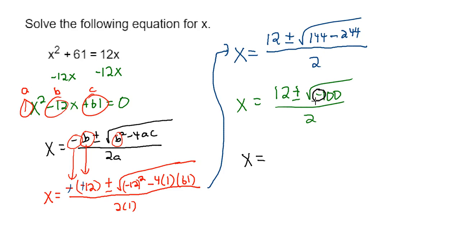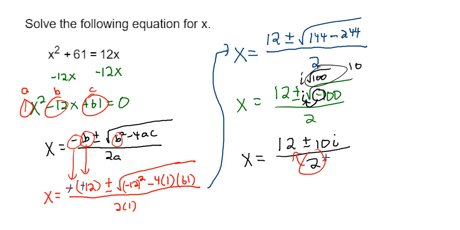So the negative sign here becomes imaginary, right? So we'll get i times the square root of 100. And the square root of 100 is 10. So that's going to become 10i. So we get 12 plus or minus 10i over 2. And now the 2 can be just like we did in the last problem. The 2 divides into each term separately. So we'll get 12 over 2 plus or minus 10i over 2, which gives me my final answer of 6 plus or minus 5i.